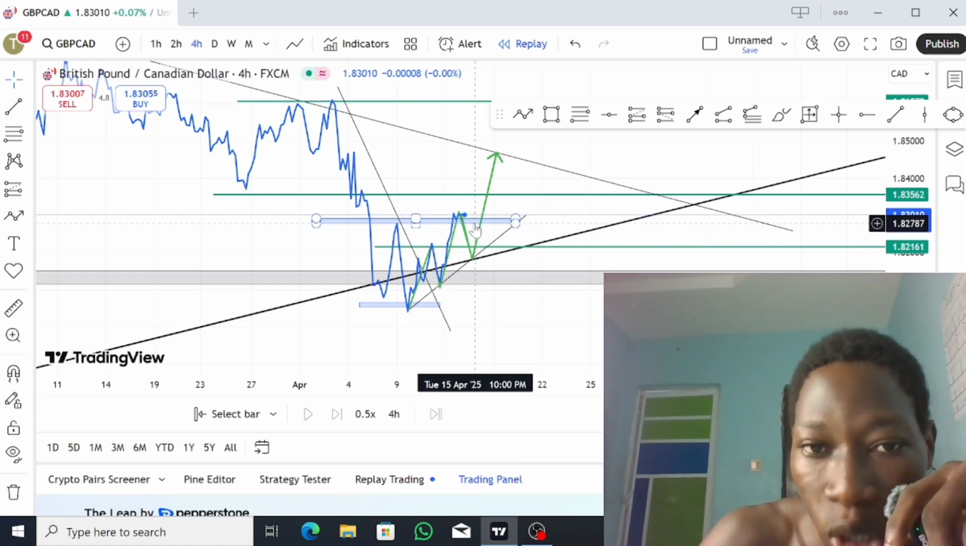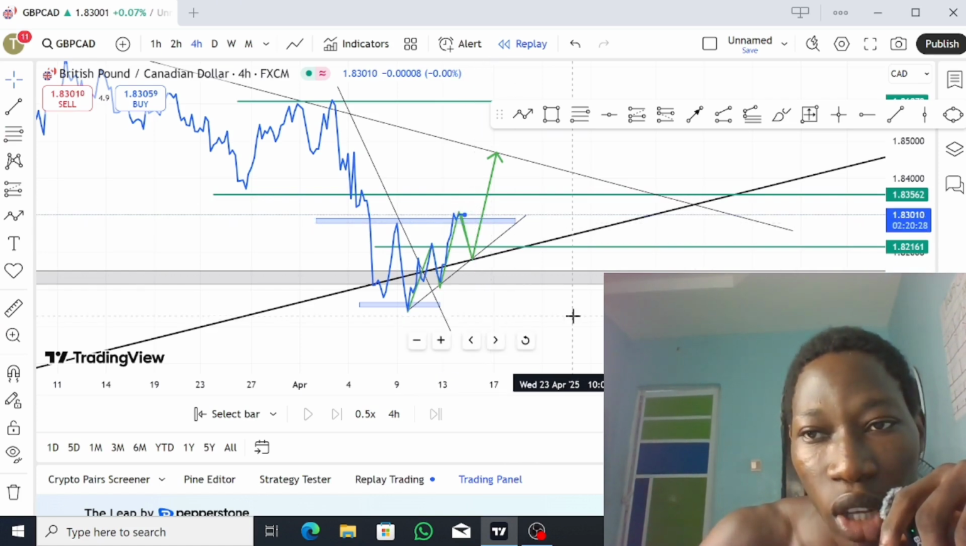Then I'll enter at this point. But my stop loss must be below this trend line. So let me show you something, right?